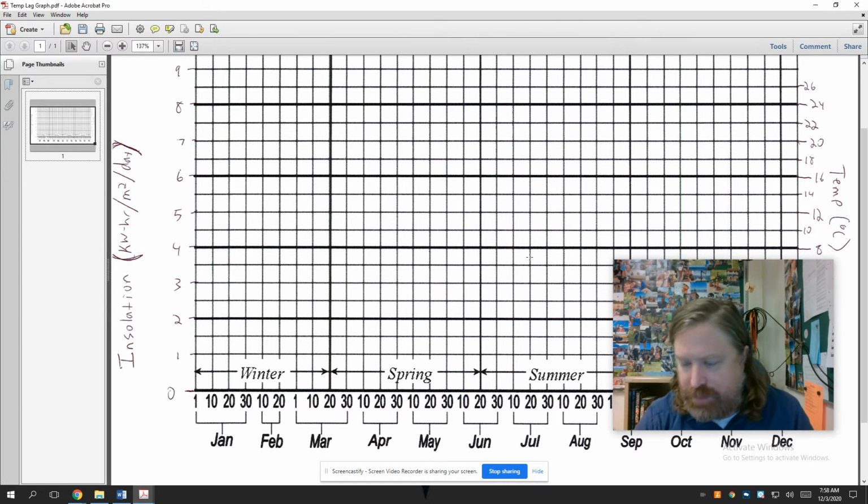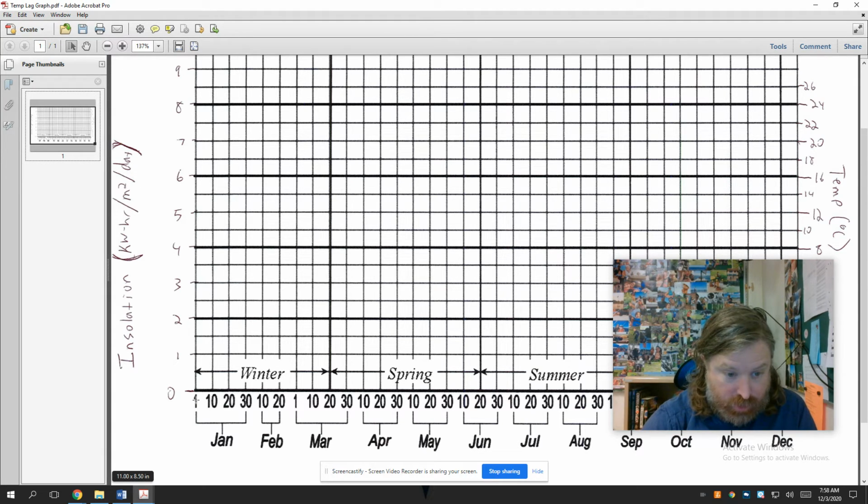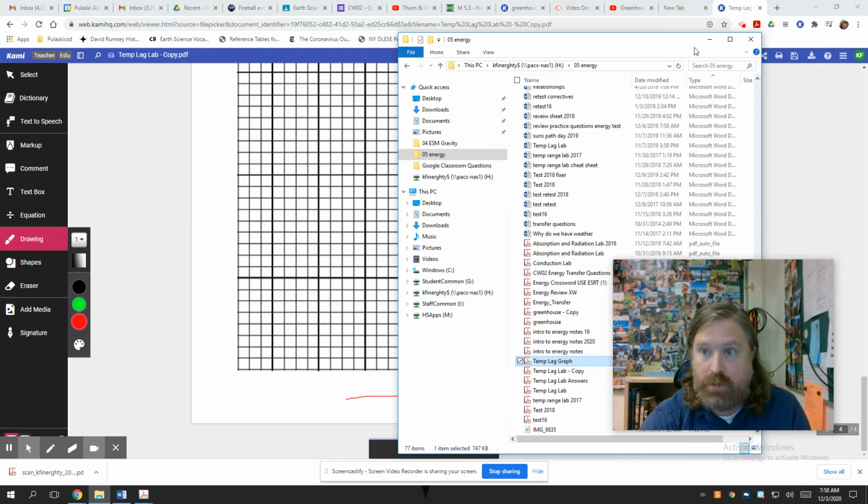In Cami, use two different colors. I had people use two different symbols when we did it before. So take the insulation number, put it on here. Now, to get rid of most of the data, just do these days. So therefore, you're only plotting about every 10 days. So do January 1st, January 10th, January 20th, January 30th, and so on. And if one of those happens to be blank, just do the best you can at coming close to it.